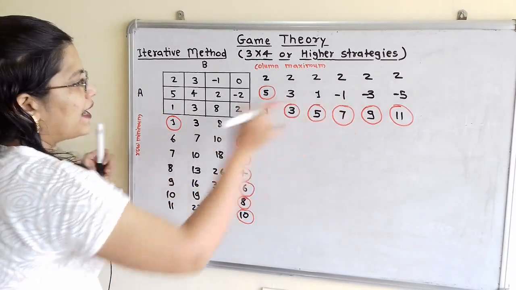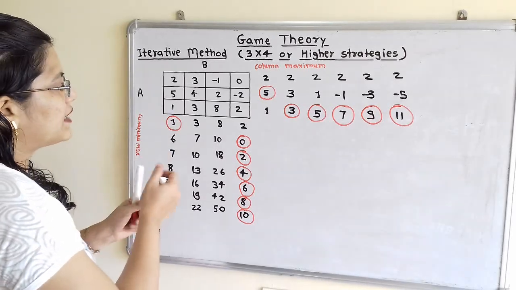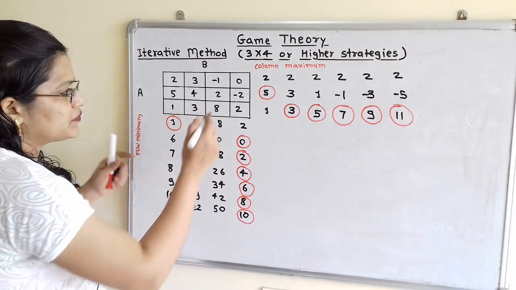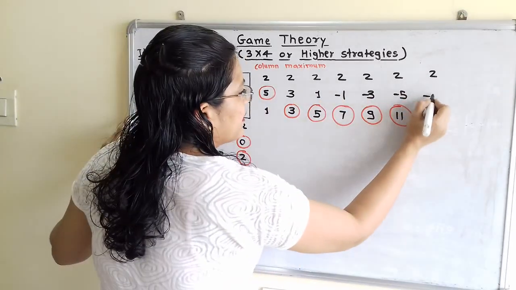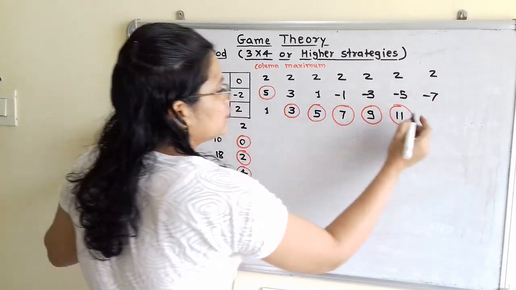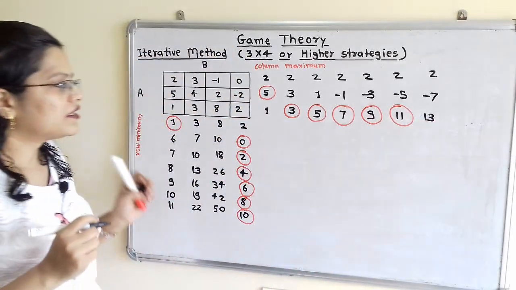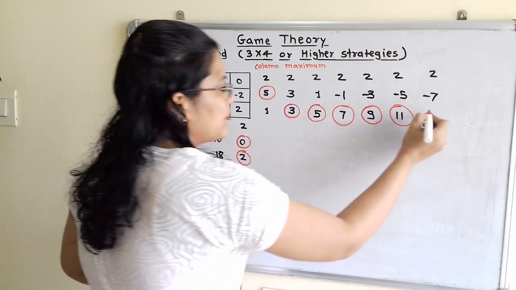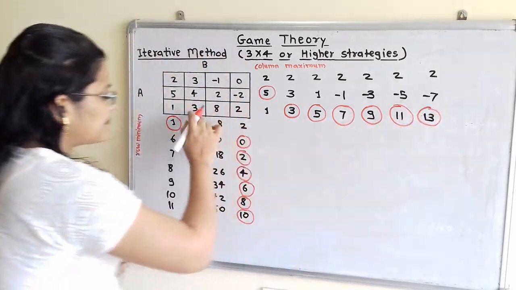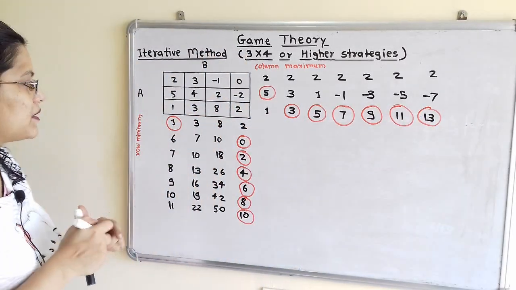And now we will add the elements. So elements, that is 0 plus 2, that is 2. Minus 2 minus 5 minus 7, and 11 plus 2, that is 13. Now again column maximum. So 13 is the maximum value. So for this maximum value again we will repeat the process.